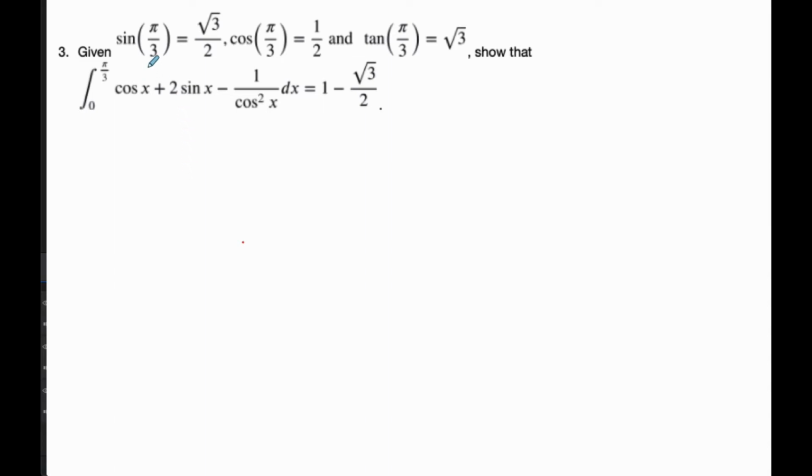Okay, so in this problem we're given the sine of pi by 3, cosine of pi by 3, and the tangent of pi by 3 as these exact values. We want to show that when we take the definite integral here, we end up with that. So in order to do it, we have to take the integral.